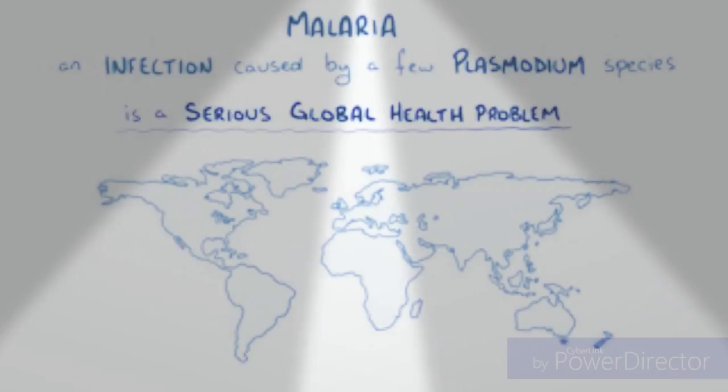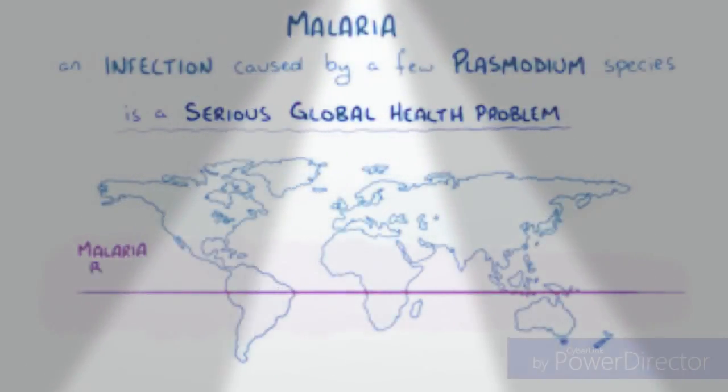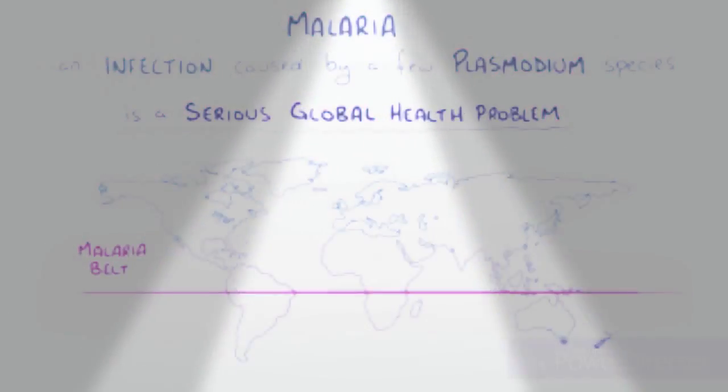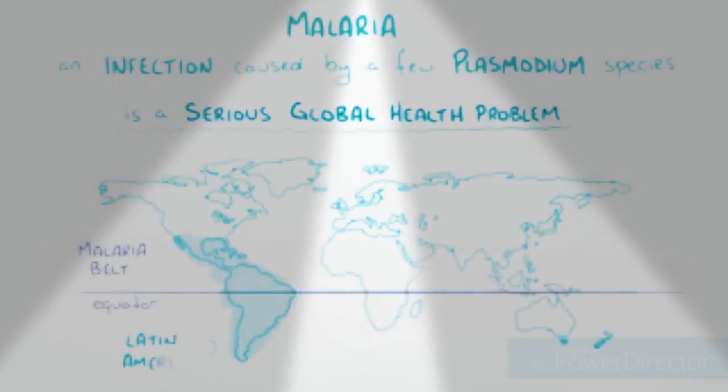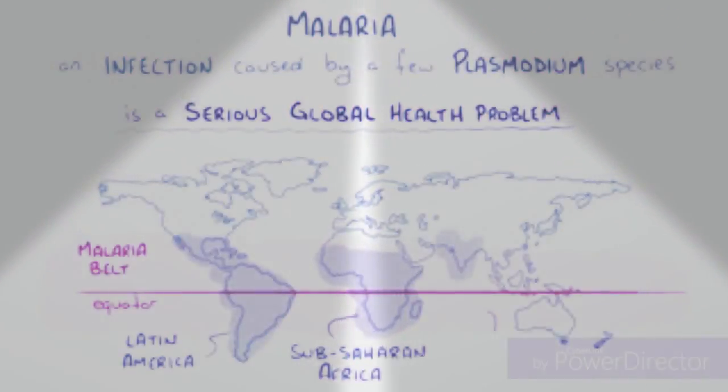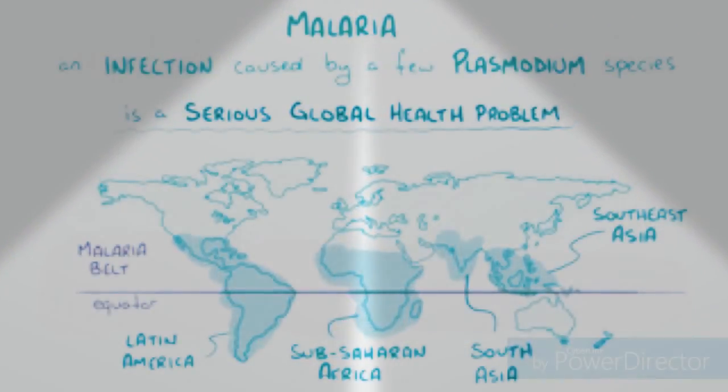Tropical and subtropical regions are hit the hardest. Together, the most affected regions form the malaria belt, which is a broad band around the equator that includes much of Latin America, Sub-Saharan Africa, South Asia, and Southeast Asia.